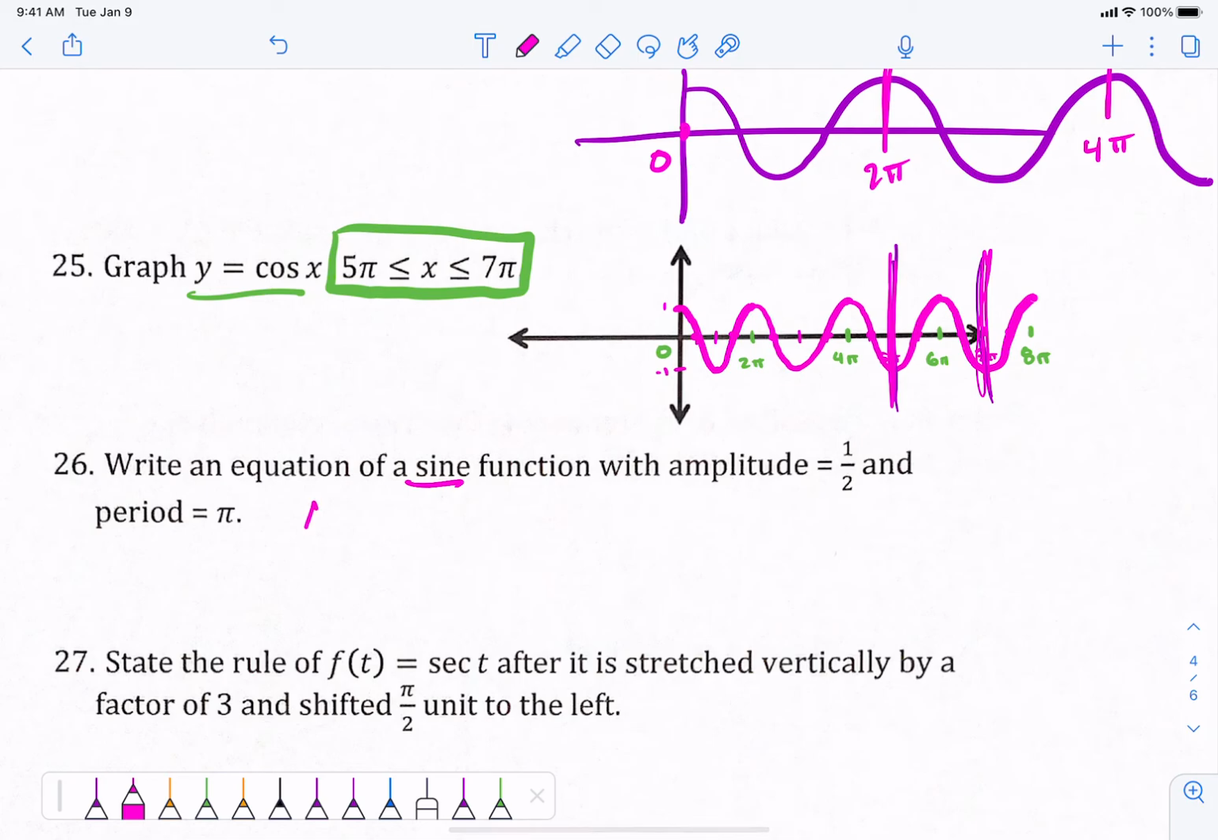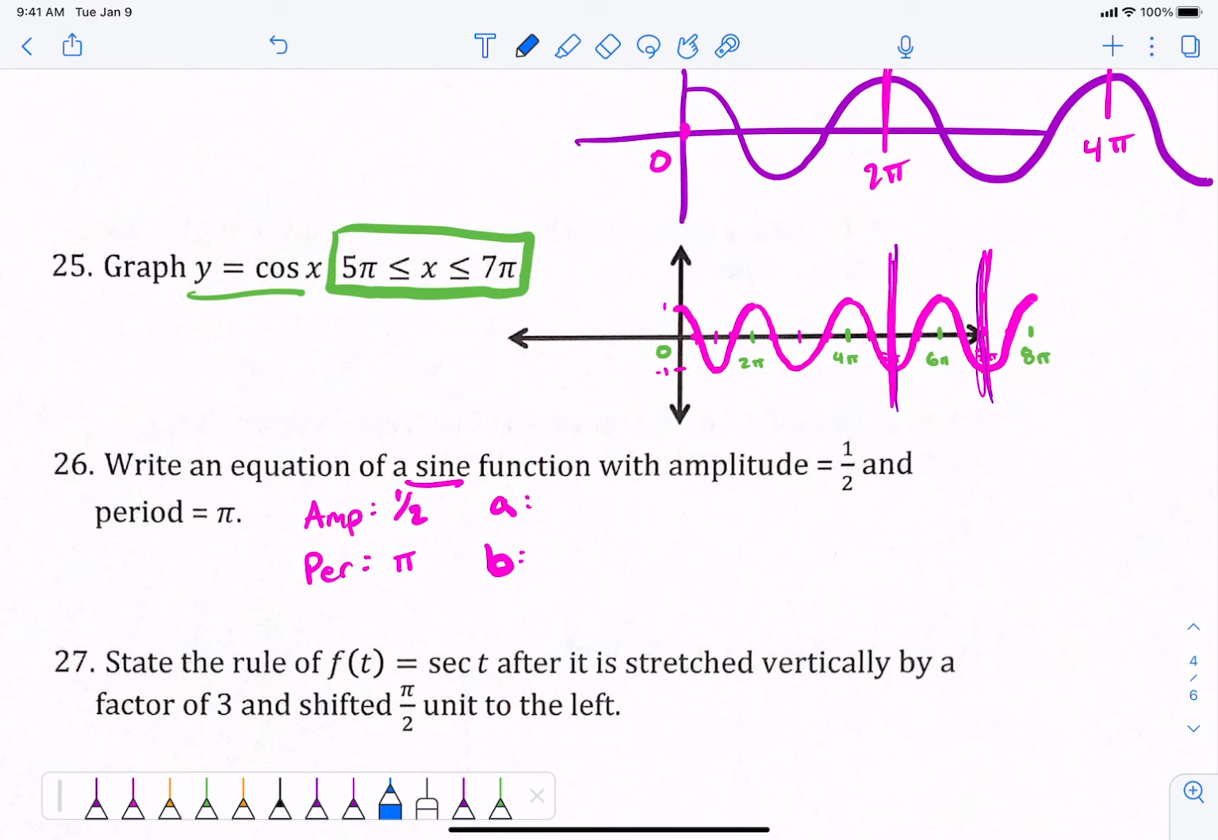All right, 26, we're writing an equation of a sine function that has an amplitude of 1/2 and a period of pi. So I'm just going to write that out. Amplitude is 1/2, and the period is pi. So A, B, C, D, which 2 are we looking at? Amplitude and period tell me A and B. Those are the only 2 that we're dealing with. We have to find A and B from the amplitude and period, okay?